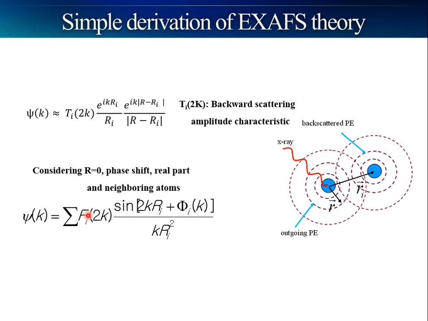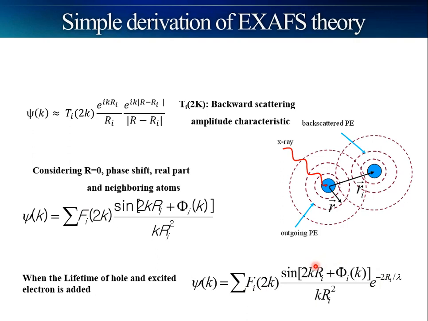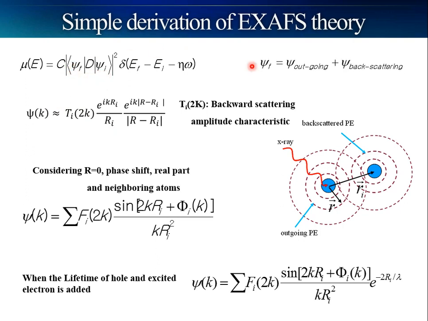The lifetime of a core hole and excited electron is added by the photoelectron mean free path, lambda, so we can get this equation. Okay. The absorption coefficient can be expressed by Fermi's golden rule like these equations, psi f and psi i. So the psi f, the final state, equals the outgoing wave and the backscattering wave, which is this wave.